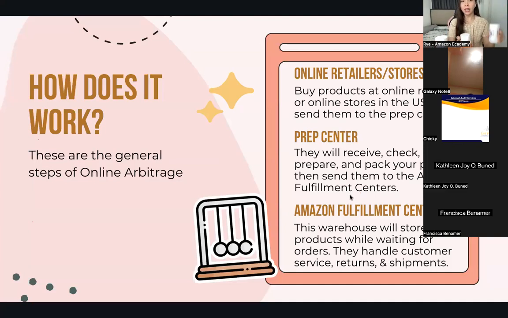Okay? So again, bibili tayo ng products sa online stores like Walmart, i-deliver natin yan sa Prep Center. Si Prep Center yung mag-check kung may sira ba, kung expired ba.